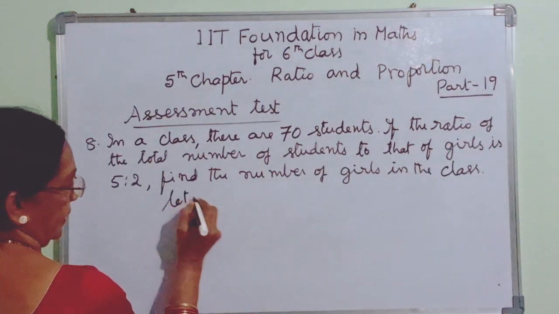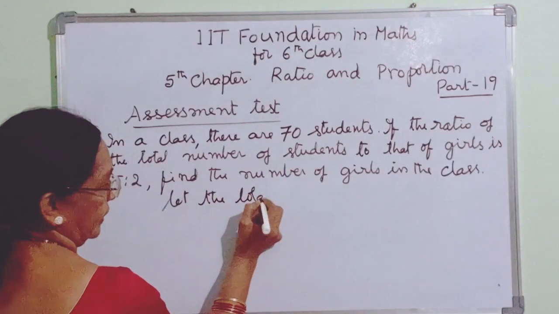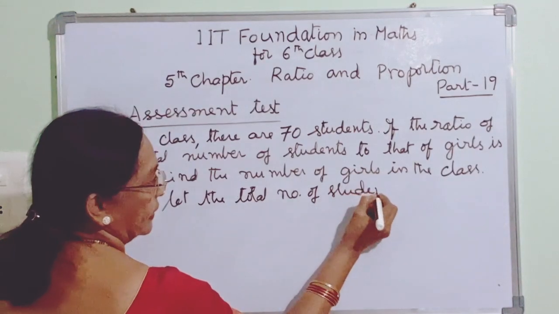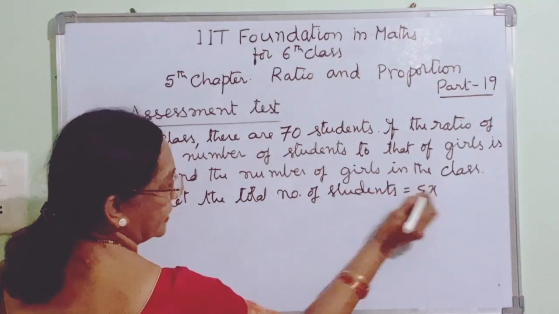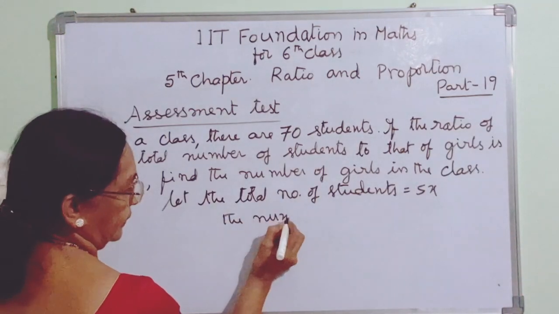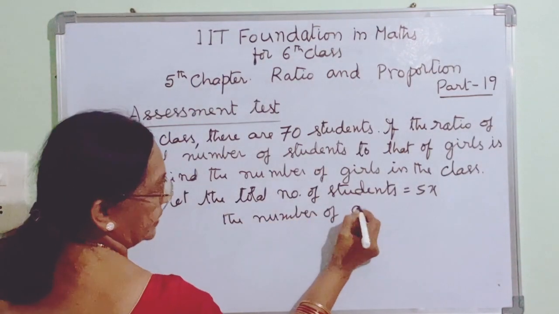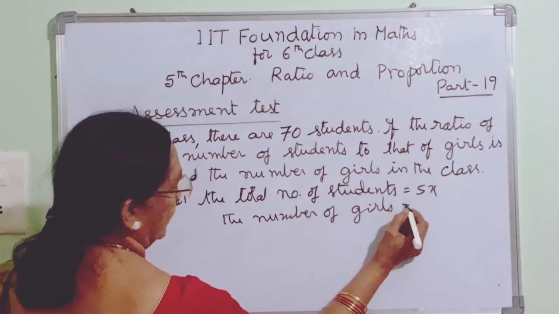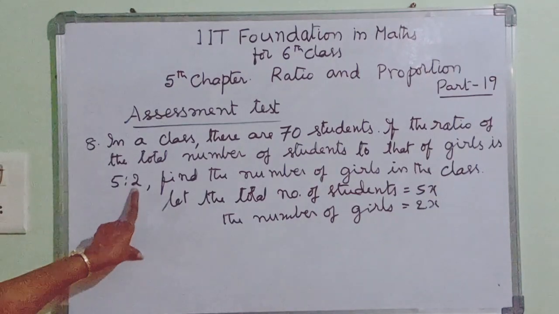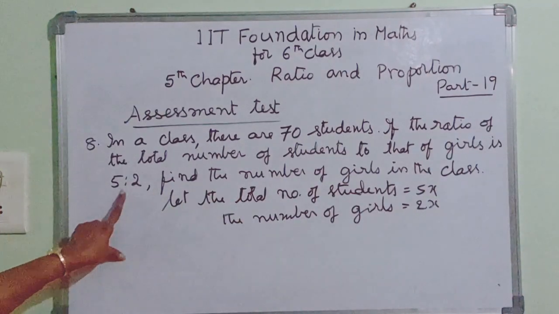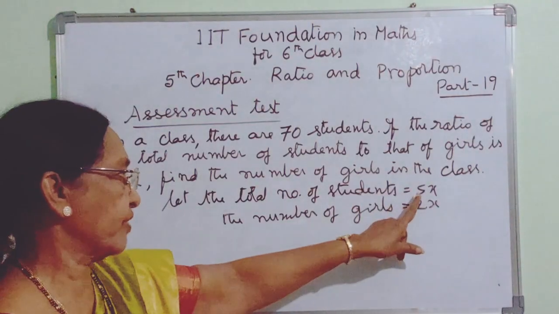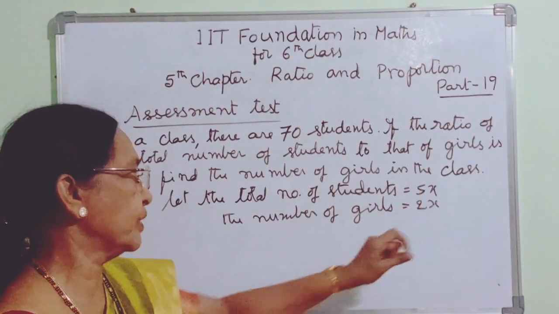So let the total number of students be 5x and the number of girls be 2x, because the ratio of the total number of students to the number of girls is 5 is to 2. Therefore, let the total number of students be 5x and the number of girls be 2x.